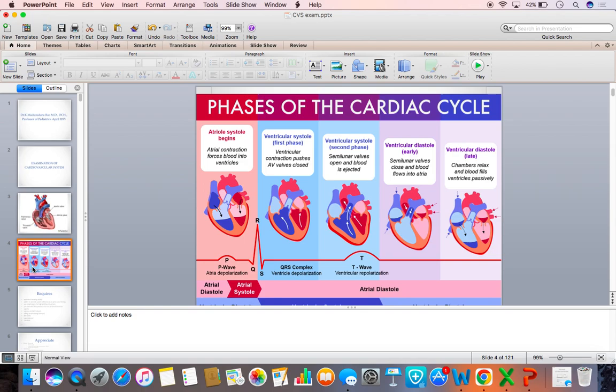So this is in brief the various phases of the cardiac cycle. It begins with the atrial systole and ends with the ventricular diastole. The total duration of the cardiac cycle is 0.8 seconds and the heart rate is 72 per minute, out of which the systolic phase is shorter than the diastolic phase.